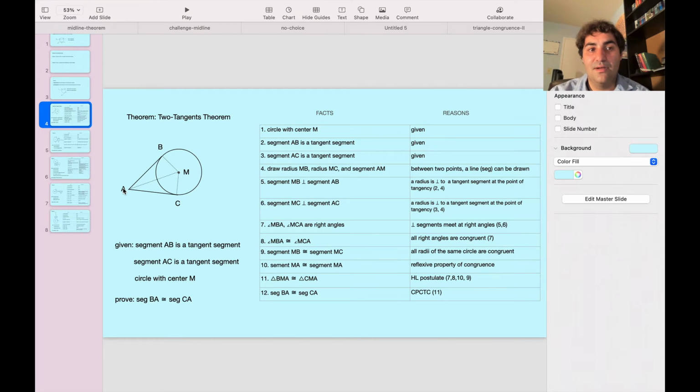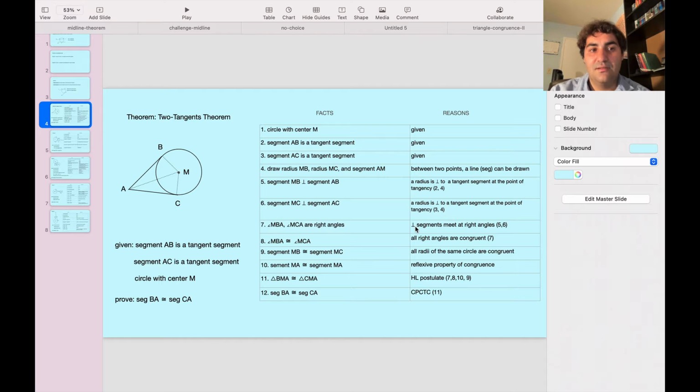So how are we going to do this? We'll write down our givens, and then I'm going to draw radius MB, radius MC, and segment AM. I can do that because between 2 points a segment or line can be drawn. Segment MB is perpendicular to segment AB because the radius is perpendicular to a tangent segment at the point of tangency. I use statement 2 and statement 4 for this. And segment MC is perpendicular to segment AC, again with the same reasoning using statement 3 and statement 4.